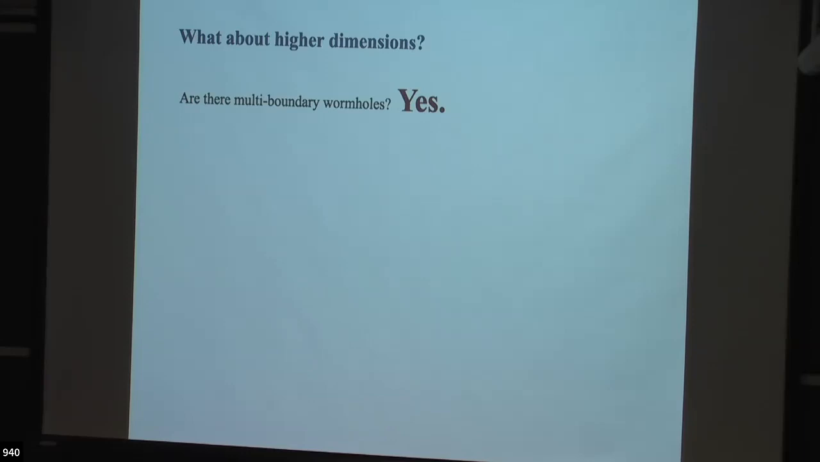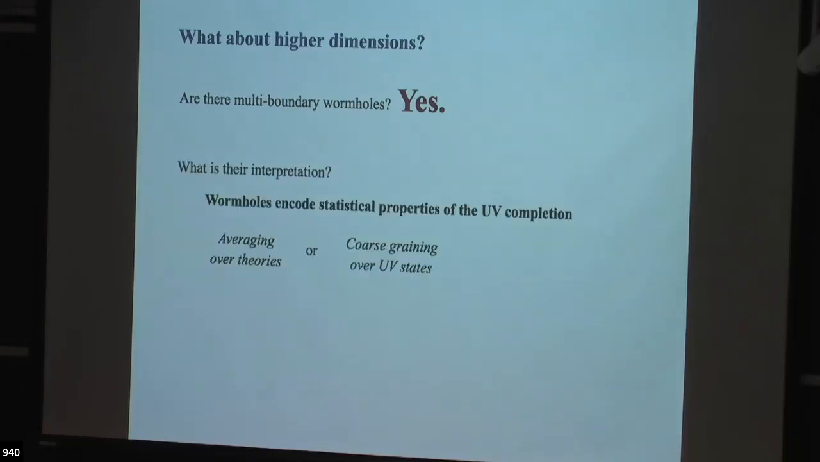I'm going to describe in this talk a new class of wormholes in higher dimensions. What's new about them is that they just have ordinary boundary conditions. So they're multi-boundary wormholes with ordinary boundary conditions, and therefore they have to contribute to the ordinary things we do, like in AdS/CFT. Secondly, what is their interpretation? Well, the big picture here, and this is what's been uncovered in many papers over the last 2 years, so the story that's emerging, and it still continues, is that wormholes encode some statistical properties of the UV completion. So exactly what statistical properties? Well, I'm going to discuss that in these examples.